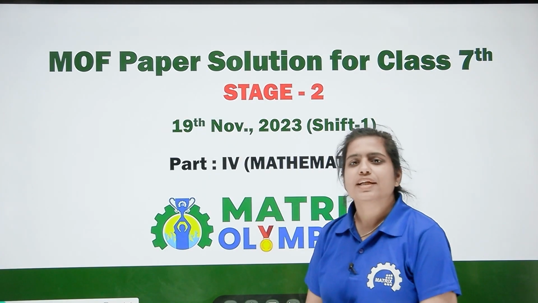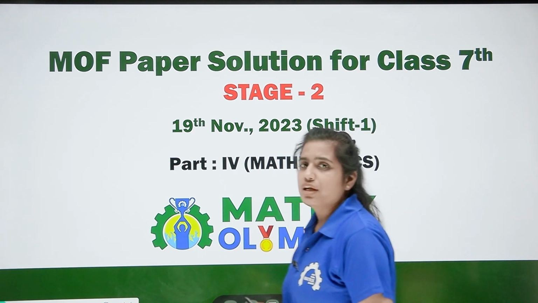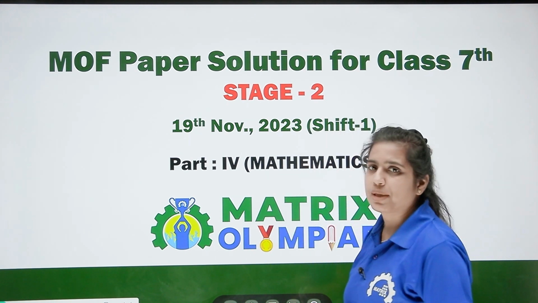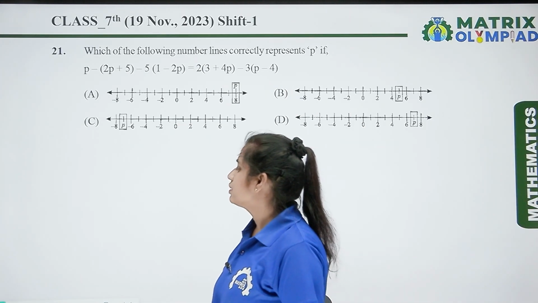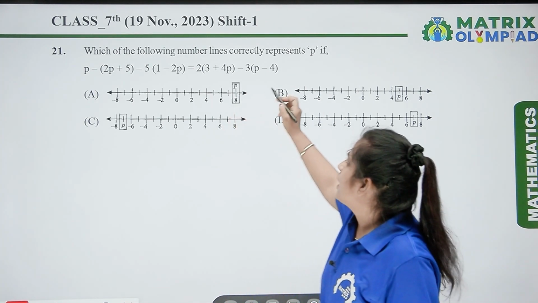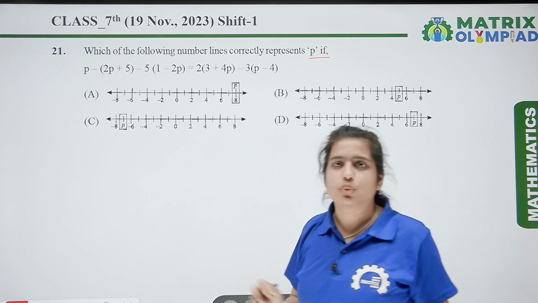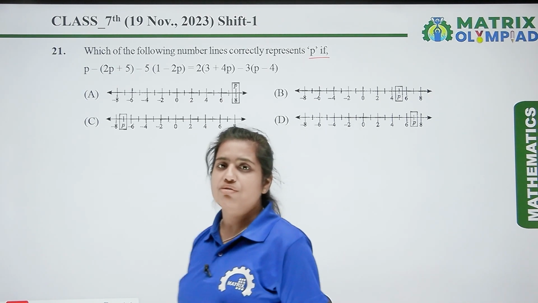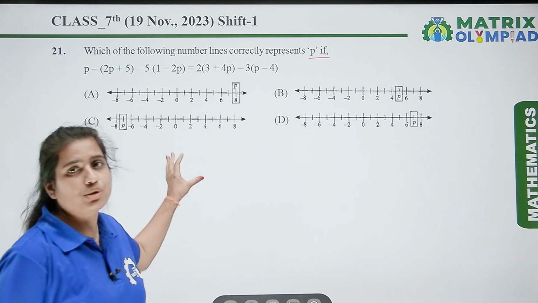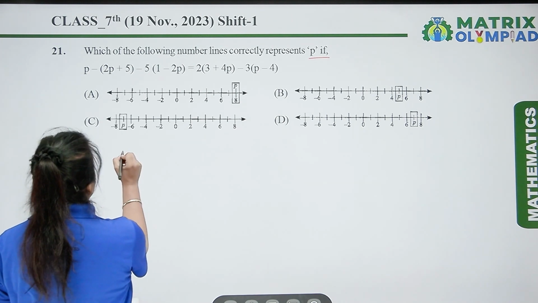Thank you. Hello everyone, let's continue the solution of the Matrix Olympiad paper. Now here I am to discuss the solution of part 4, that is mathematics. The first question is, which of the following number lines correctly represents P, if the equation is given to us? We have to find the correct value of P, and after finding the value, we have to find the correct option which represents the value P. So let's find the value of the variable.